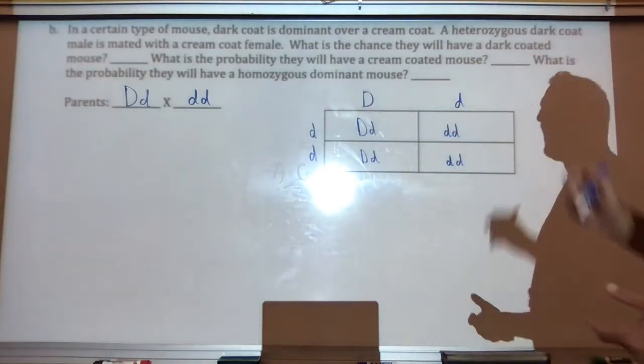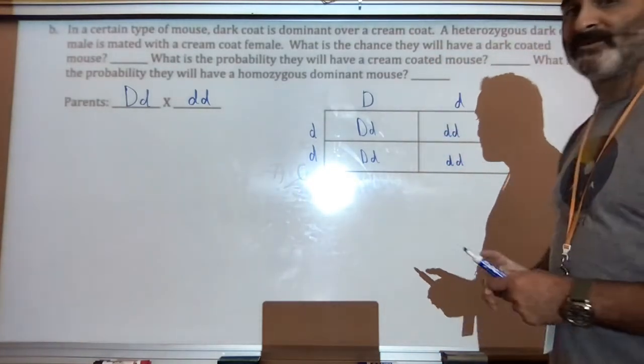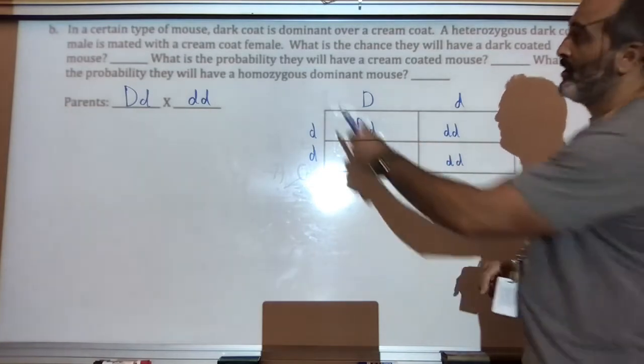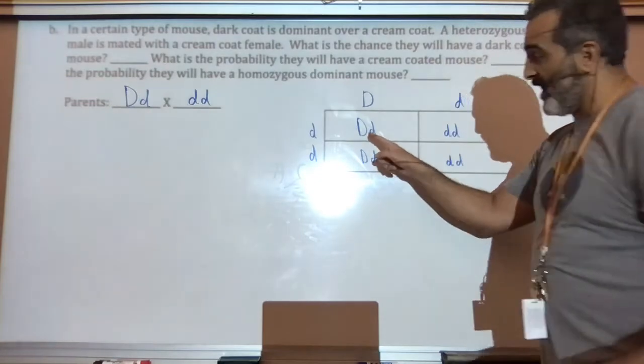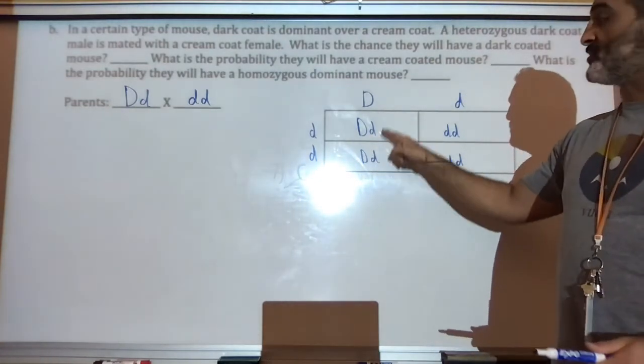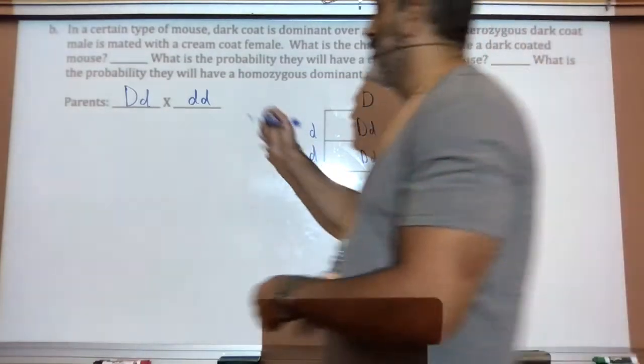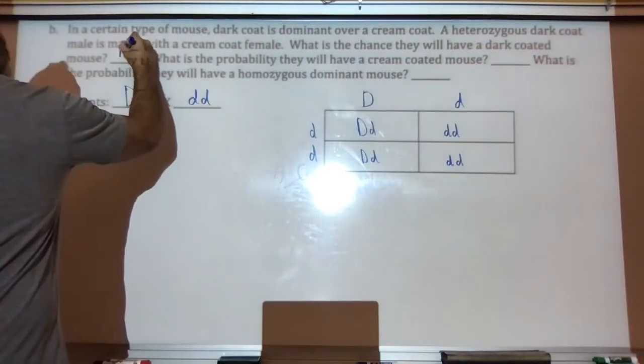What is the chance they will have a dark-coated mouse? Well, these two are dark. How do we know? Dark is dominant. They have one of the dominant genes. So these two are dark. Out of 4, that is 2 out of 4, which is a reduced fraction of 1/2.